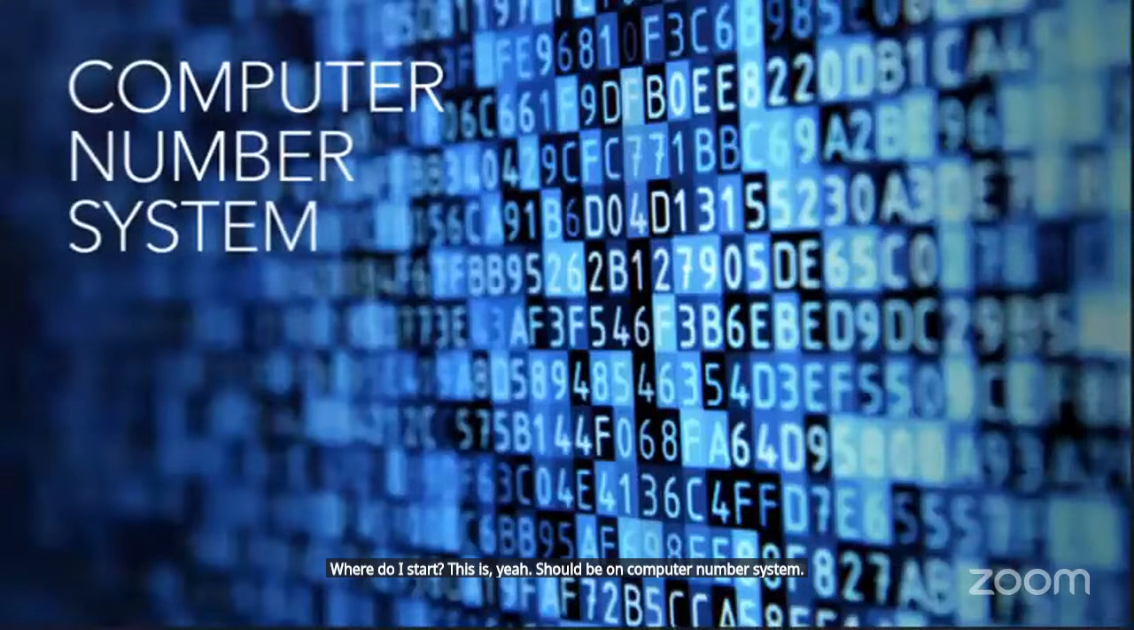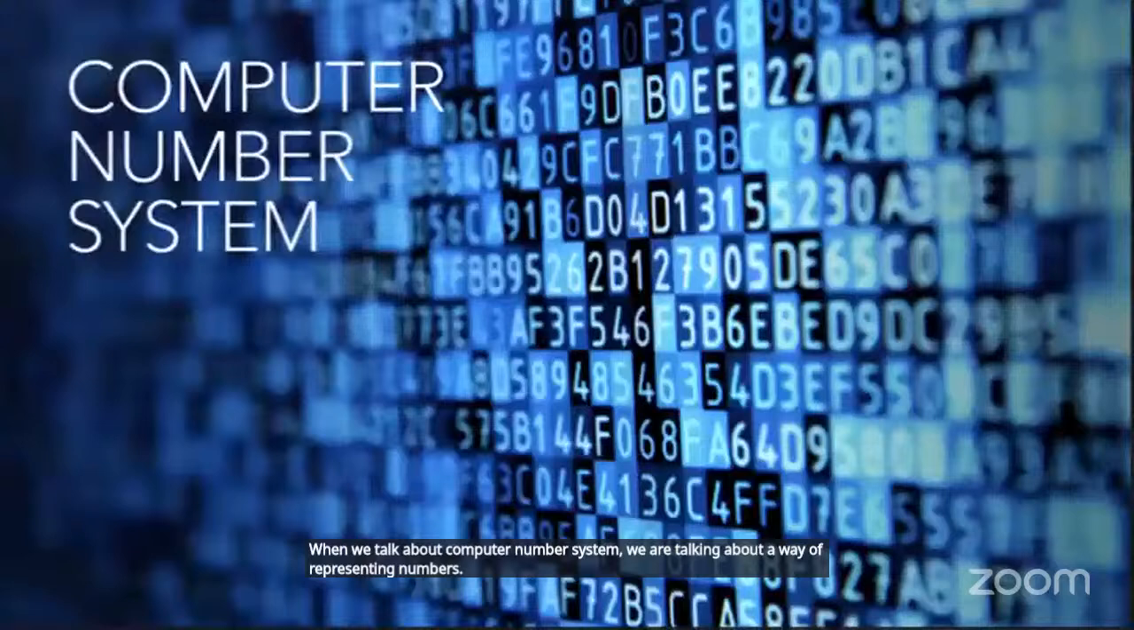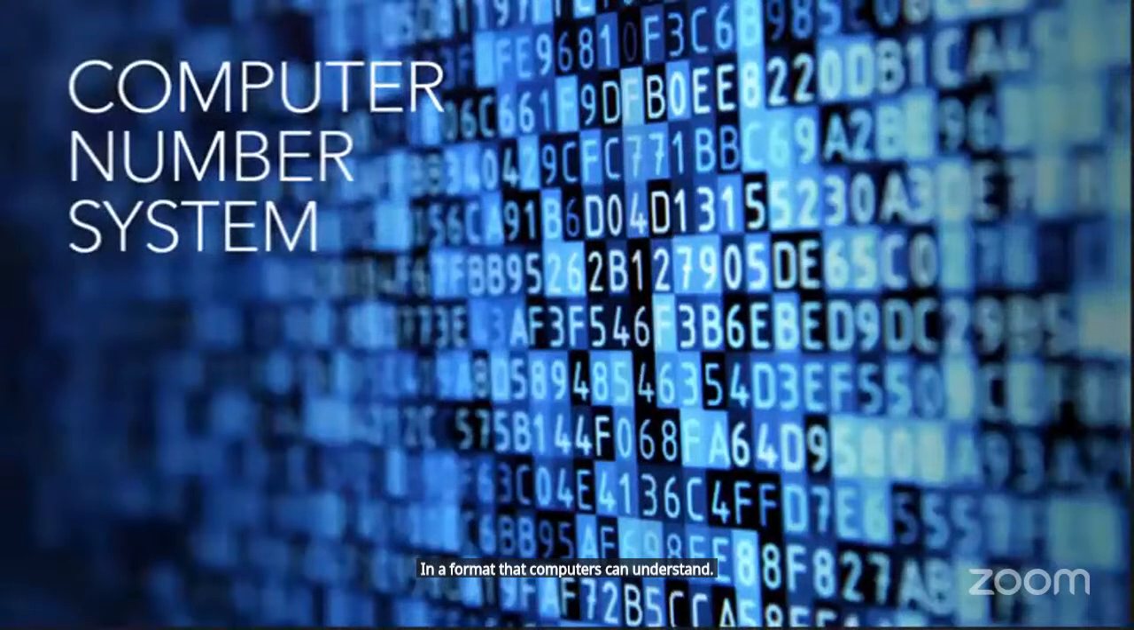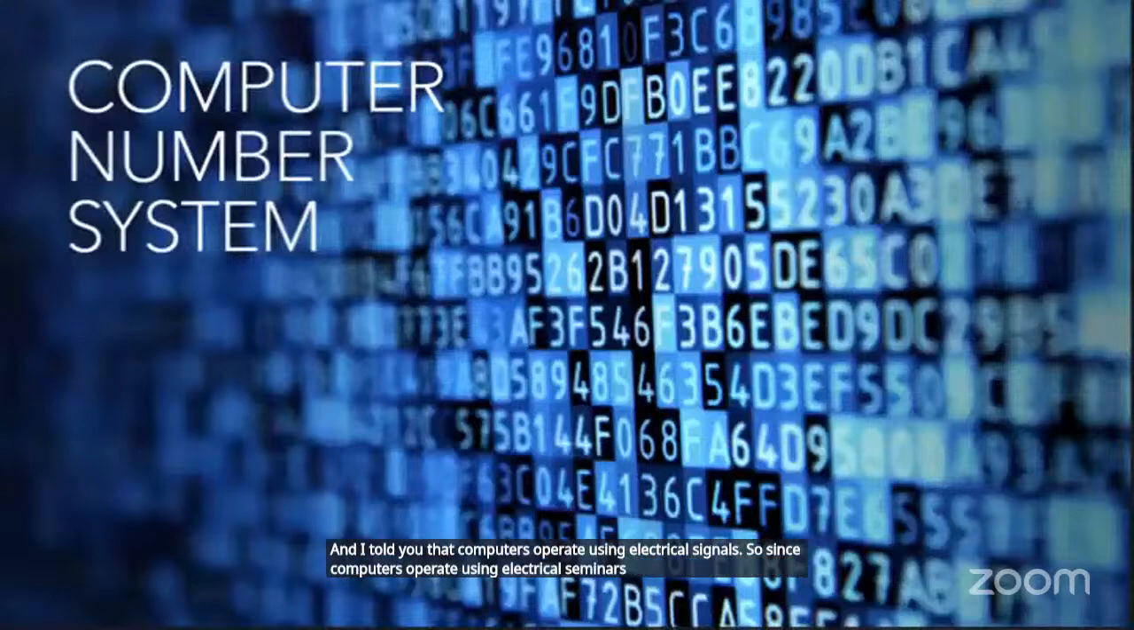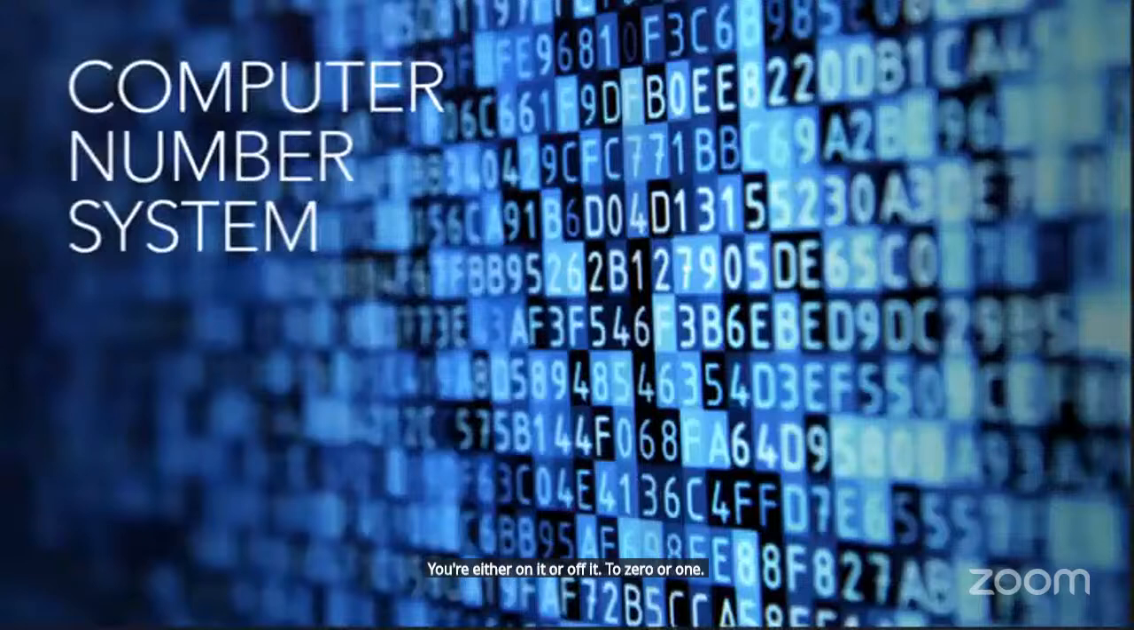When we talk about computer number system, we are talking about a way of representing numbers in a format that computers can understand and process. And I told you that computers operate using electrical signals. So since computers operate using electrical signals, they primarily use the binary number system. Electrical signals are just two: you are either on or off. So 0 or 1. However, for human understanding and convenience, other number systems are also used in computing.